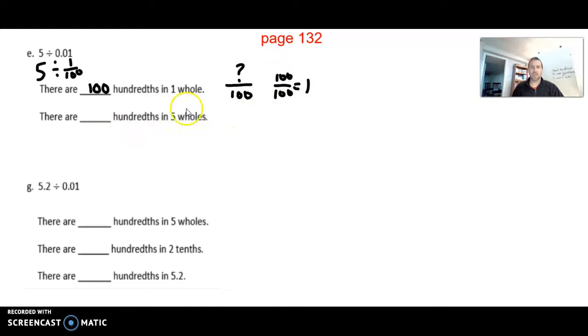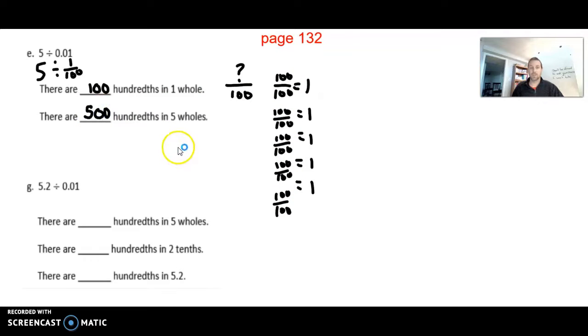So how many hundredths are going to be in 5 wholes? So here's another whole, another whole, another whole, and another whole. There's 5 wholes. So you're going to need 100 100ths, 100 100ths, another 100 100ths, and our last one, 100 100ths. And another way of just looking at it, how many 100ths are there? Going to be 500. What's our answer of 5 divided by 1 100th? You're going to have 500 parts, 500 pieces.